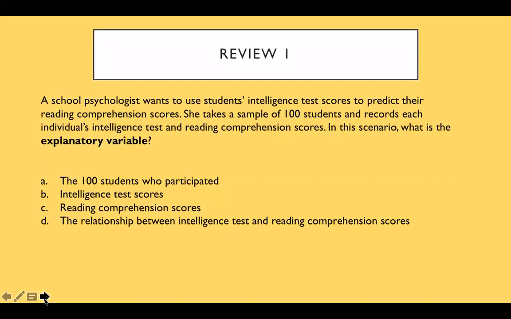Okay, so that was a lot, but we're going to do our first review. A school psychologist wants to use students' intelligence test scores to predict their reading comprehension scores. She takes a sample of 100 students and records each individual's intelligence test and reading comprehension scores. In this scenario, what is the explanatory variable? So again, if you didn't hear before, you can just type your answer into the chat box. I'm going to go over it in a couple minutes.